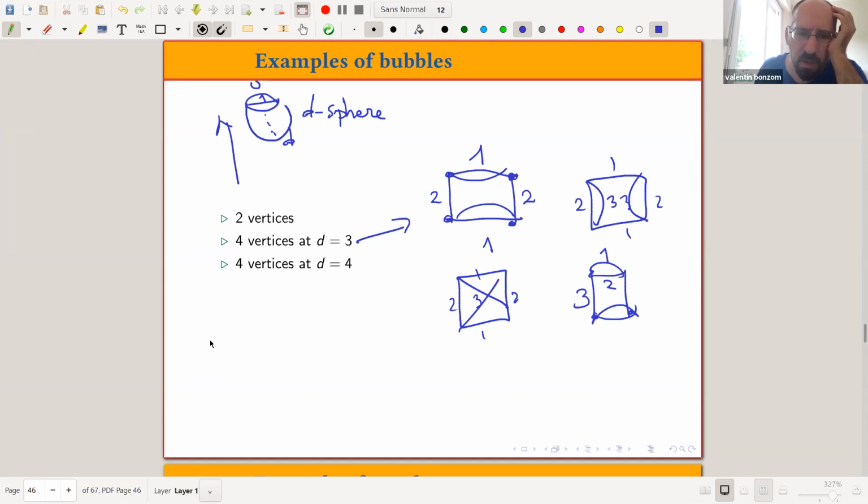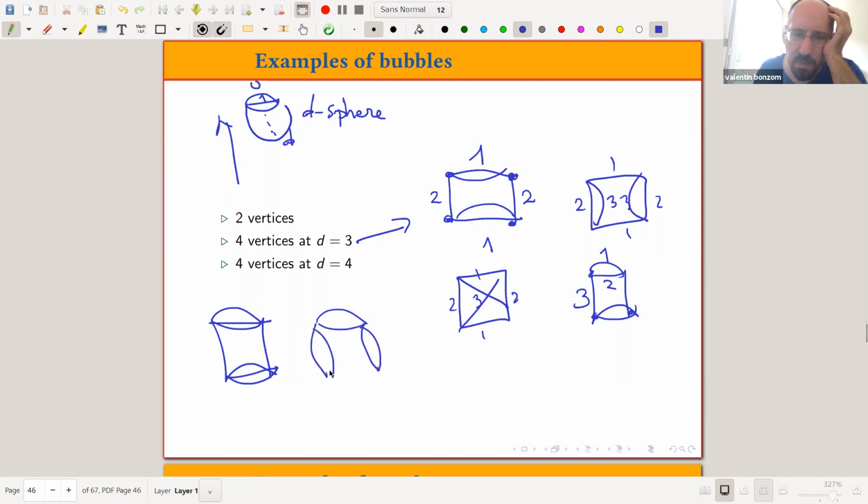At d equals 4, you have more of them because you can do that obviously, just like before, with one additional color. You can also do that. Okay. So basically, what I want to say is that there are more and more building blocks available with the dimension.